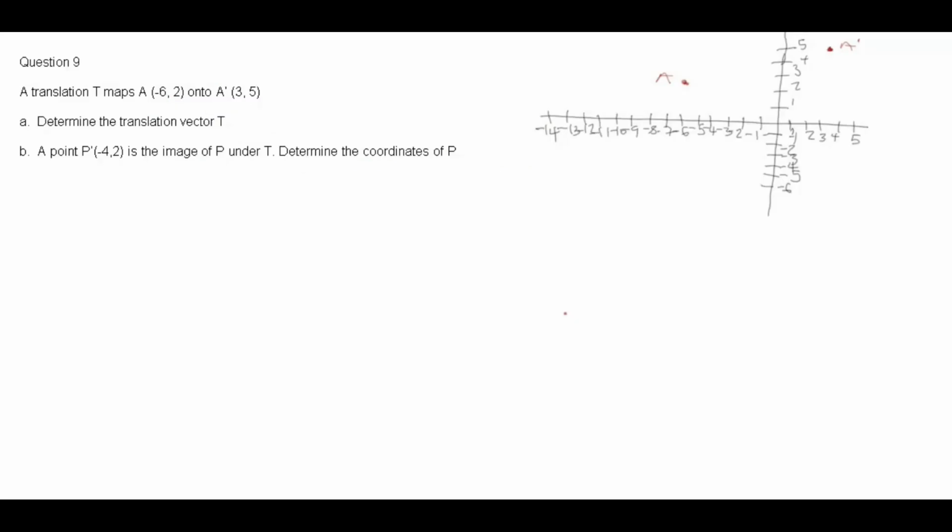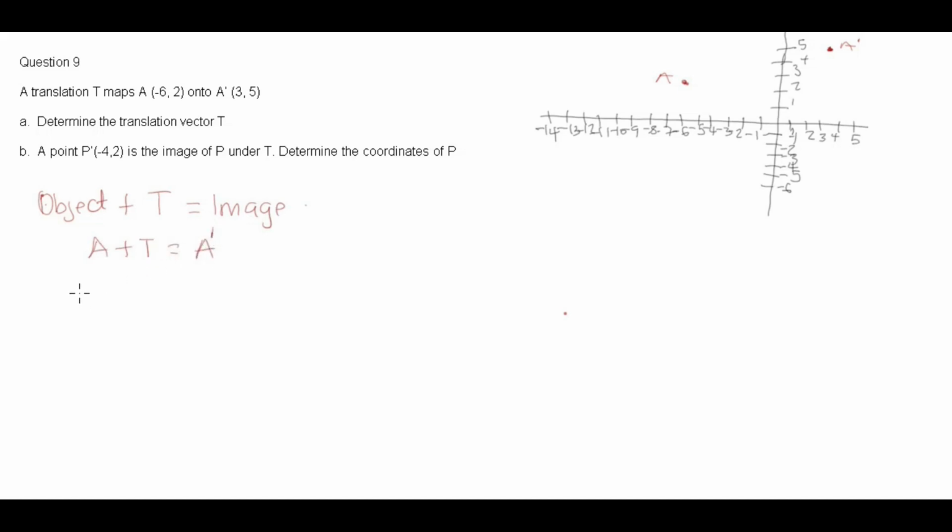Question 9. A translation T maps A (-6, 2) onto A naught, which is (3, 5). So we are asked to determine the translation vector T. So we know that image or object plus translating vector T is equals to the image. In short, we are saying A plus T is equals to the new image.